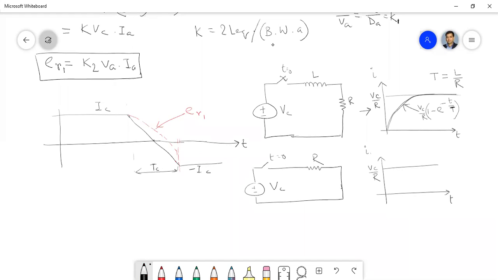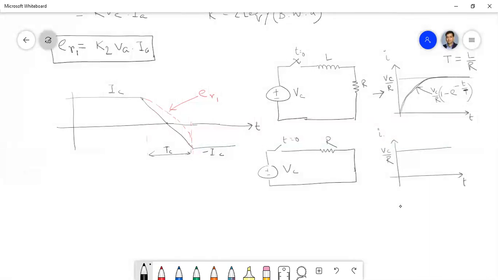Now, to make it linear, what can you do? Do you have any suggestion? To make it linear, what can you do? Increase the brush width? No. What will happen if the brush width is increased?